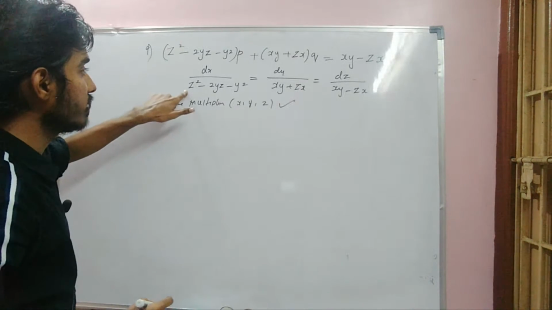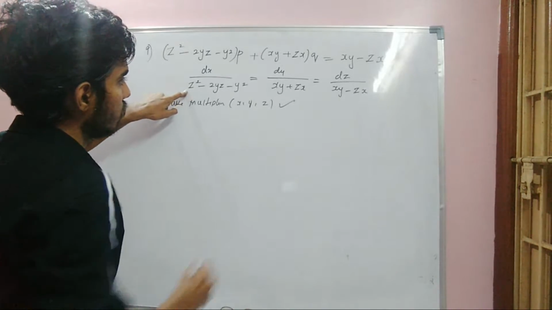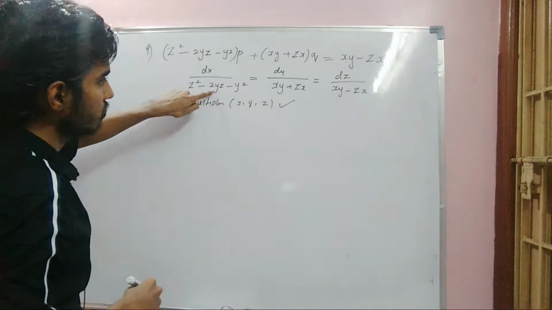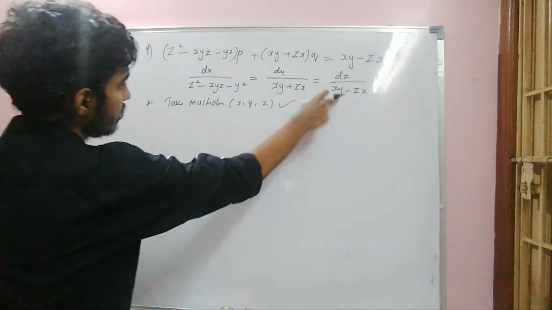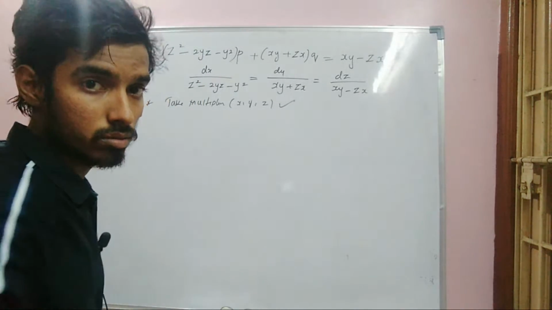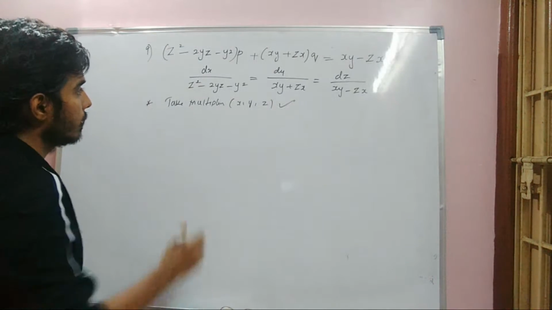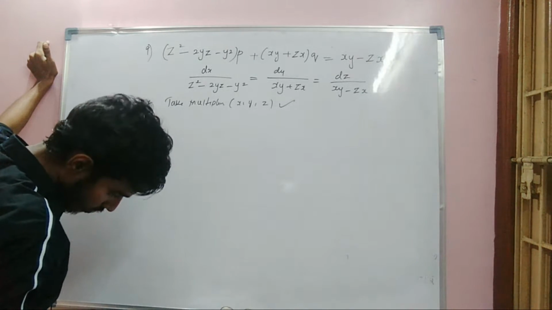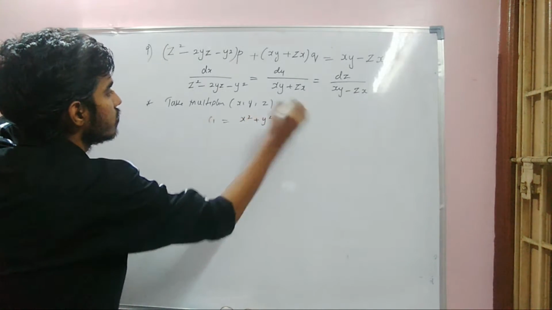You can see xz square here, minus xz square, this will get cancelled. So here we have minus 2xyz, here we have plus xyz, here we have plus xyz. So again this will get cancelled. So x comma y comma z will be one of the multipliers. So therefore the solution will be c1 is equal to x square plus y square plus z square.